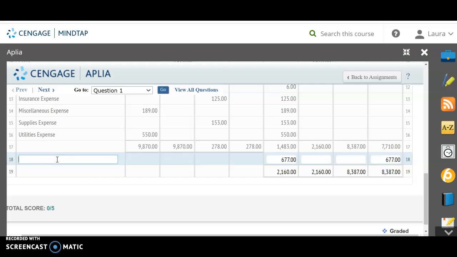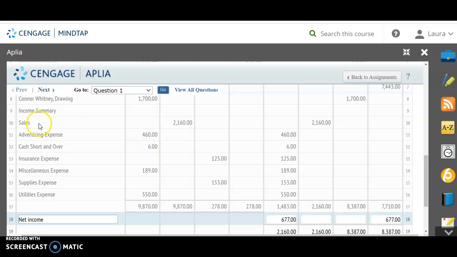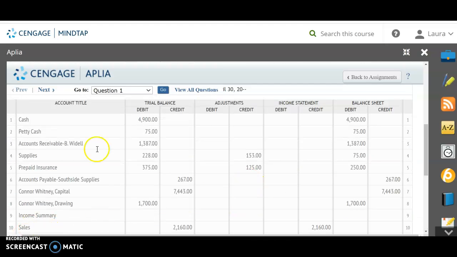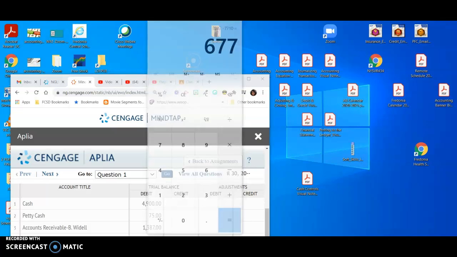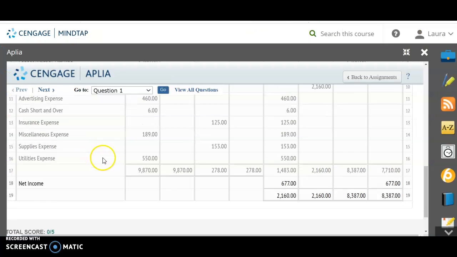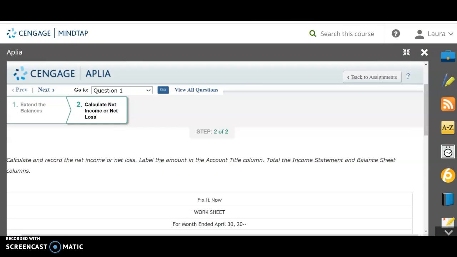And the other thing that we have to make sure we do is put in whether we have a net income or net loss. In this case, we have a net income. How do you know? Because your sales are higher than your expenses in the income statement section. So this concludes our 6-3 work together problem. Go ahead and do the on your own.